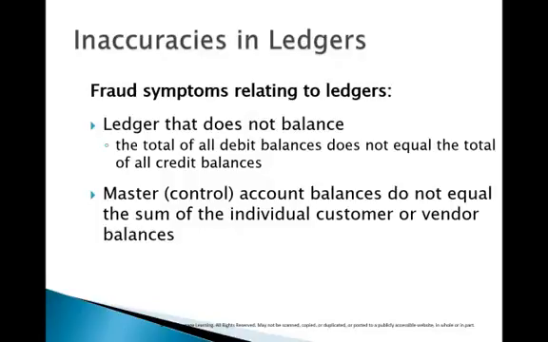So fraud symptoms related to the ledgers, right? Ledgers that don't balance, so the total of all debit balances is not equal to the total of all credit balances. That happens when you create faulty journal entries. Again, if you create faulty journal entries that don't balance, that's more likely to be caught than if you didn't do anything. But oftentimes you have master control account balances that don't equal the sum of individual customer or vendor balances.